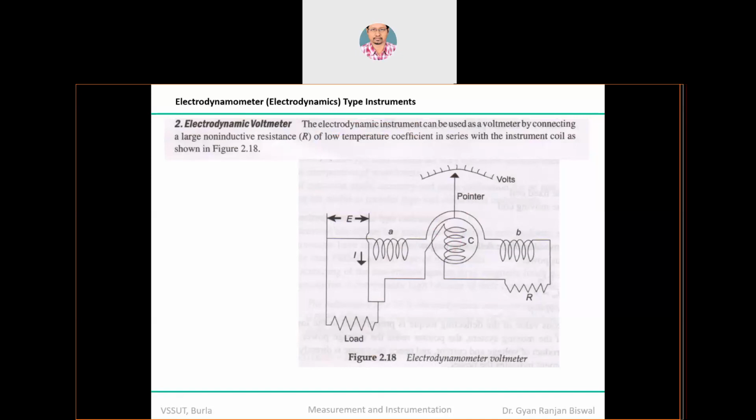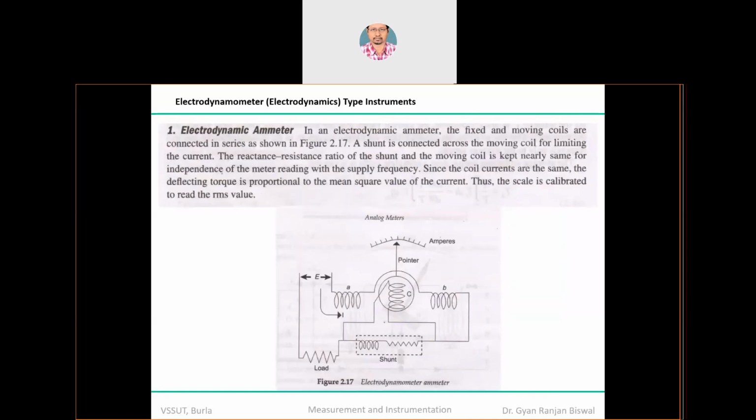Clear? Try to notice the difference between these two circuits whenever you use the same electrodynamometer instrument for the measurement of current and voltage. Okay, spare a minute of time and then come back with your analysis, or I will answer.